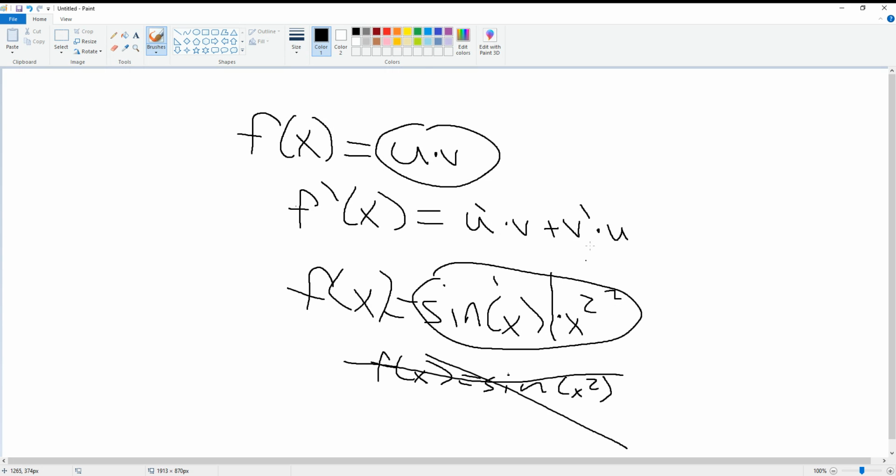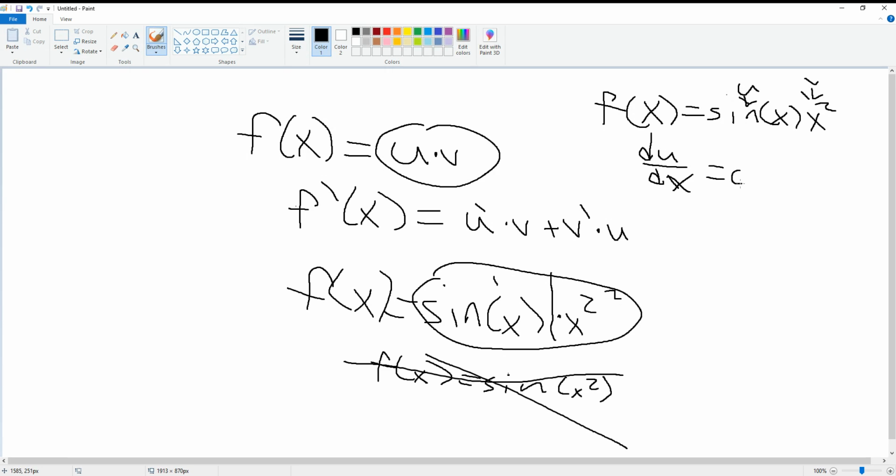So let's say we want to use this function, okay? f of x equals sine of x times x squared. Let's keep it the same. Really easy to do. All we're going to do here is say, okay, what is our u and our v? Because we know these are two separate functions. Our u is sine of x, and our v is x squared. So du dx, just the derivative of u, is going to be equal to cosine of x.